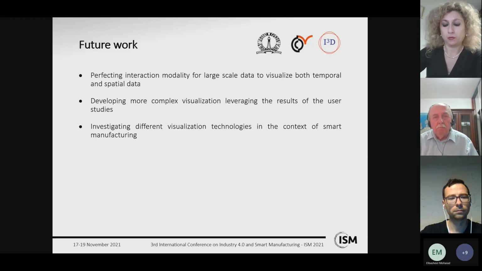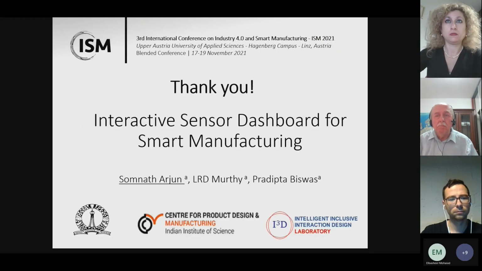And also we have to make more complex visualizations, leveraging the results of the user studies and also the feedback study. We also want to investigate different technologies in the context of smart manufacturing. Thank you.